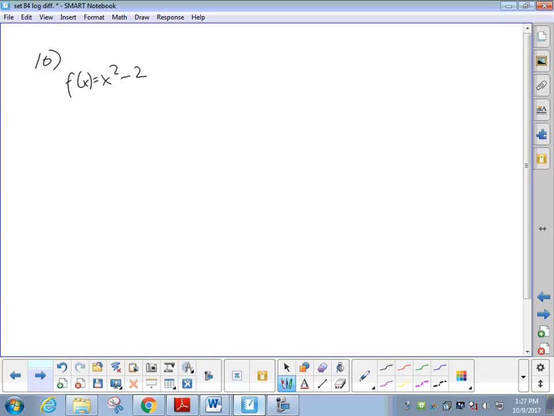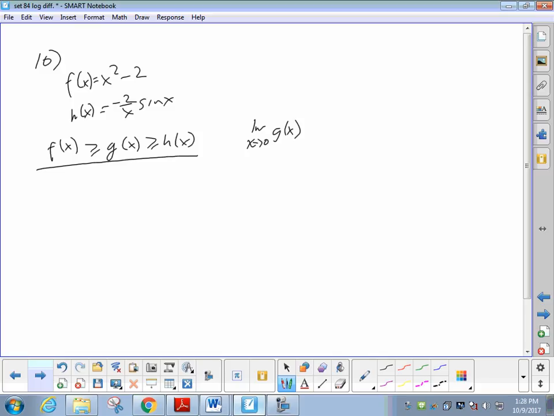F of x equals x squared minus 2. H of x equals negative 2 sine of x over x. I love this question because it's got 2 levels to it. They tell you f of x is greater than or equal to g of x, which is greater than or equal to h of x, and they want the limit as x goes to 0 of g of x. Let's start with what's given. We know this is true. Now, that implies that for every approach in a similar fashion, all the approaching values of each function should also be true. If the first is true, then this must be true.